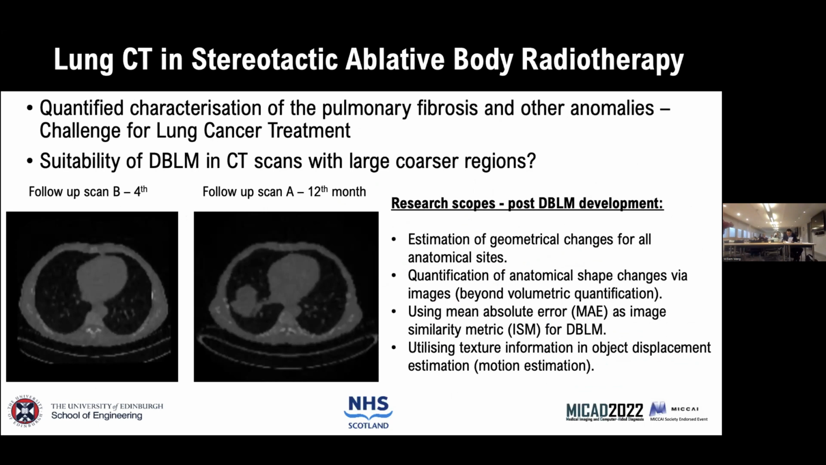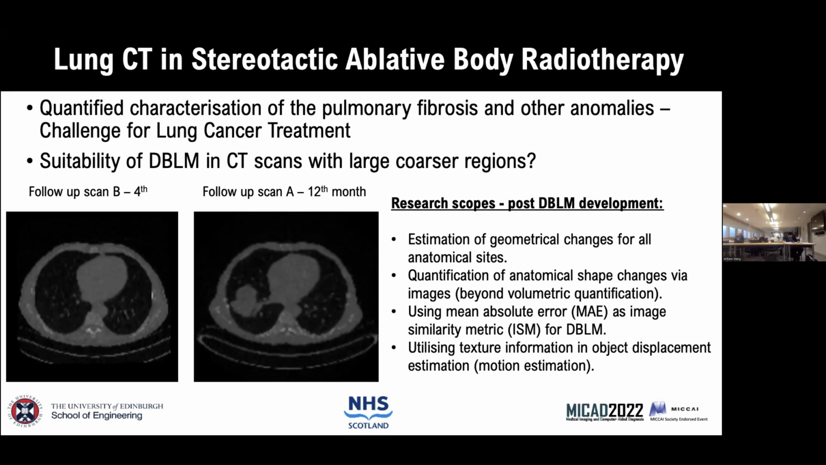Now I have two scans and am able to relate them geometrically and come up with the displacement vector field to characterize the geometrical changes. But what if my scans had large coarser regions like that of the lung CT? Is that helpful? For instance, in stereotactic ablative body radiotherapy, they are much more focused on follow-ups, and much more concerned with the onset of pulmonary fibrosis. So how to characterize that? That was the question they asked me: now that you have a method, could you use it to characterize these changes for the radiographers and the oncologists? They have the lung's total volumetric changes to quantify pulmonary fibrosis.